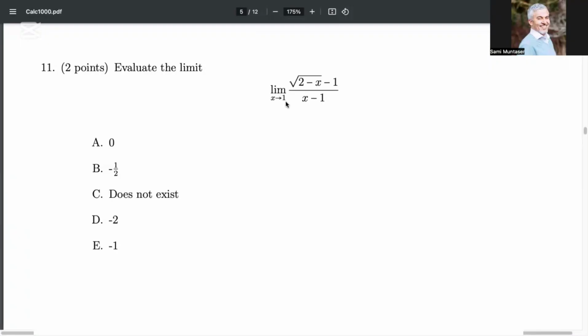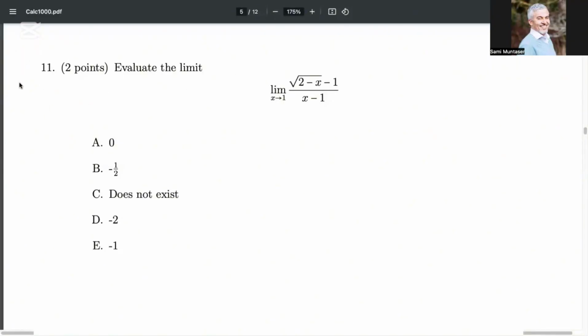So the limit as x goes to 1 of the square root of 2 minus x, minus 1, all over x minus 1. If we send x to 1 right away, we're going to get 0 on the bottom. And that's not what we want. So now we need to multiply this by the conjugate.